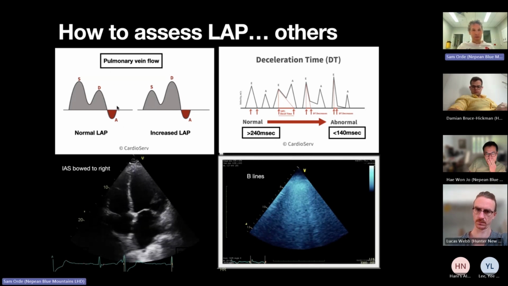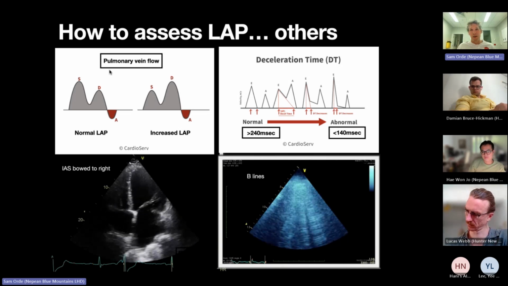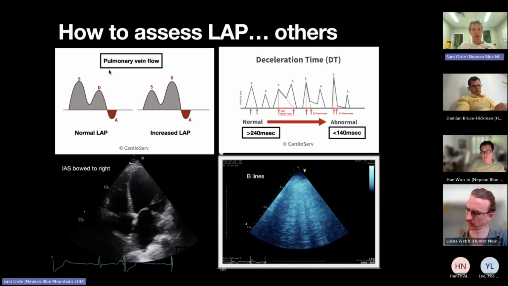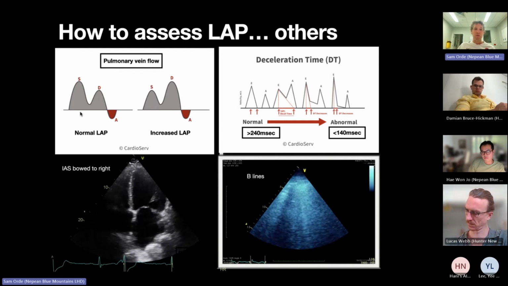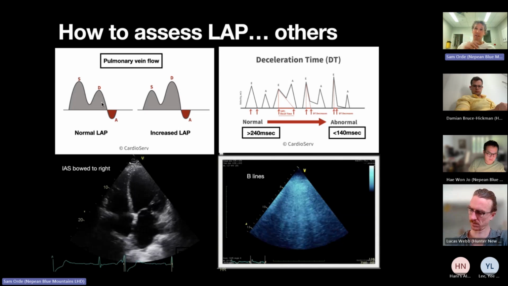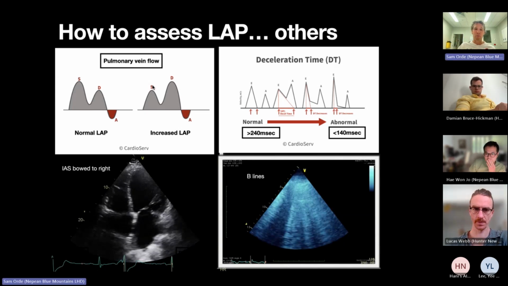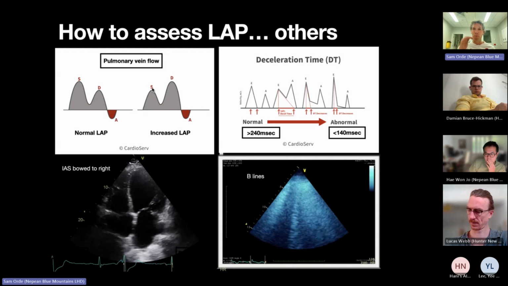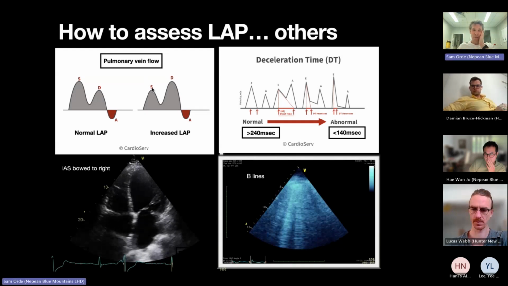And then the other one is my favorite, which is because you can't fake it, and it's always a sign of raised left atrial pressure, which is looking at the S to D wave ratio in the pulmonary veins. So normally you have a big S wave, small D wave as blood flows into the left atrium. If you have raised left atrial pressure, you can get systolic flow blunting, and I'll show you some good examples of that. A bit easier to do with TOE than transthoracic.